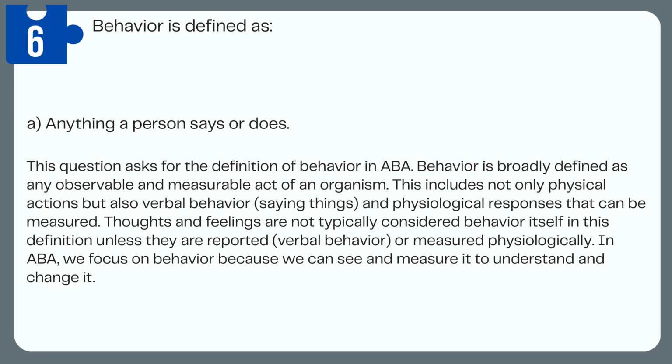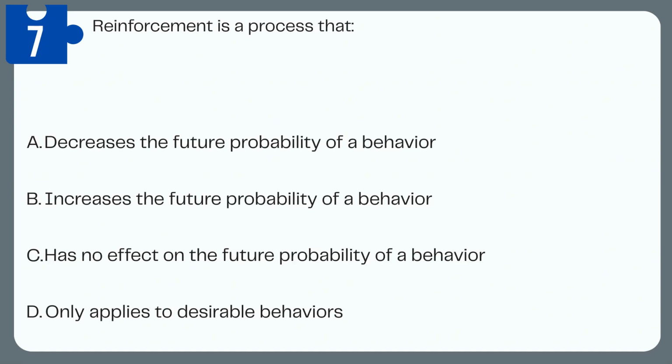Answer: A. Anything a person says or does. This question asks for the definition of behavior in ABA. Behavior is broadly defined as any observable and measurable act of an organism. This includes not only physical actions but also verbal behavior (saying things) and physiological responses that can be measured. Thoughts and feelings are not typically considered behavior itself in this definition unless they are reported verbally or measured physiologically. In ABA, we focus on behavior because we can see and measure it to understand and change it.